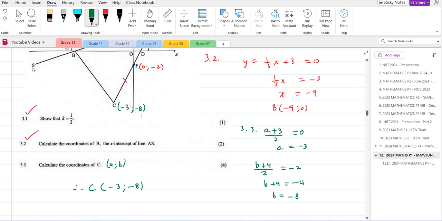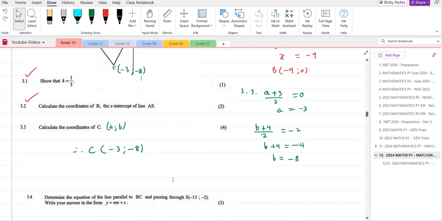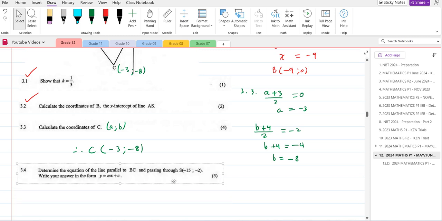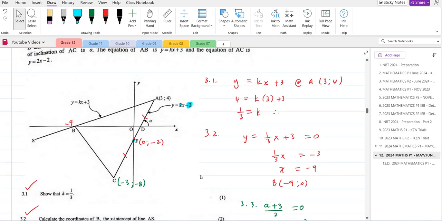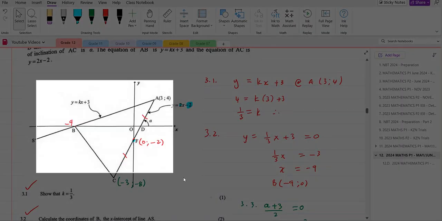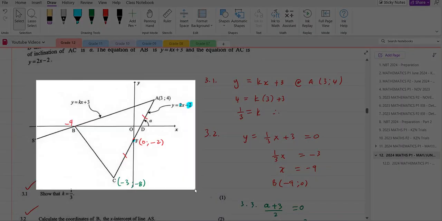They always ask these types of questions where the midpoint is given and you need to find the endpoint. So nothing out of the ordinary. Alright, let's move on to the next problem. Determine the equation of the line parallel to BC. Right, so I need to explain this to you, so let me just copy this for you and explain what's happening.